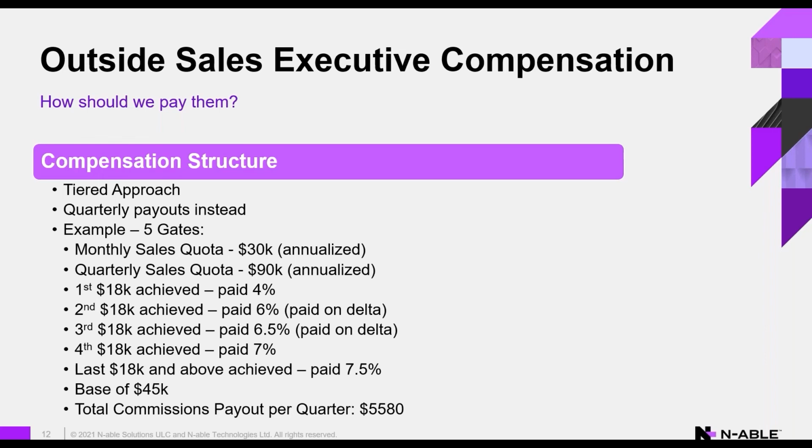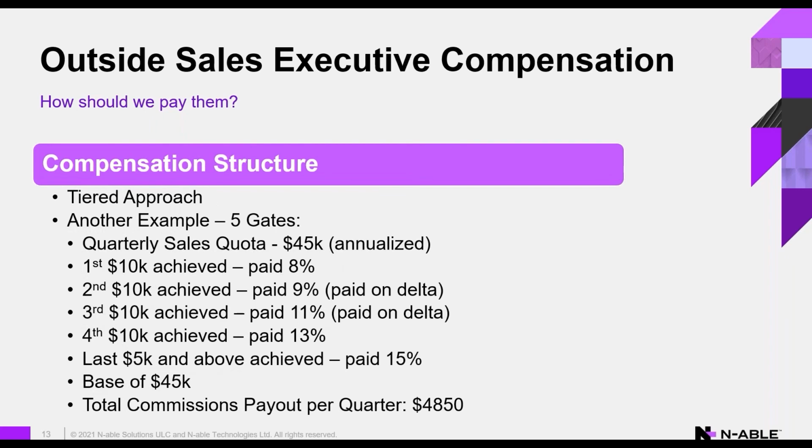So, a sample structure, 5 gates. Again, using my monthly sales quota of 30,000 annualized, it would be 90,000 annualized from a quarterly perspective. So the first gate of 18,000, they get paid 4%. The second gate, the next 18,000, they get paid 6%. The next 18,000, they get paid 6.5%. The next 18,000, they get paid 7%. And then the last 18,000 or more, they get paid 7.5%. So this partner said the total quarterly payout would be almost $5,600 if the salesperson met those gates.